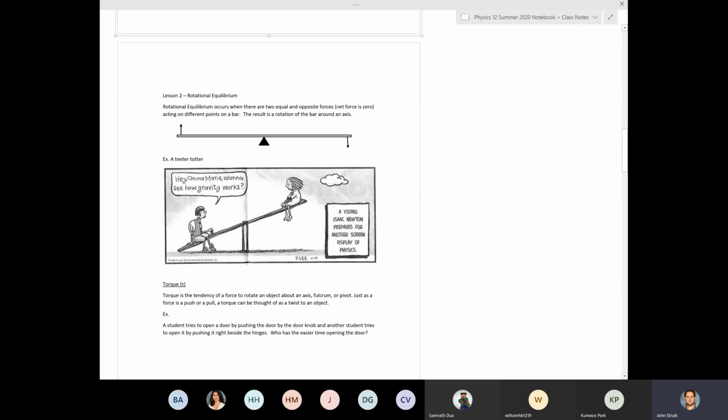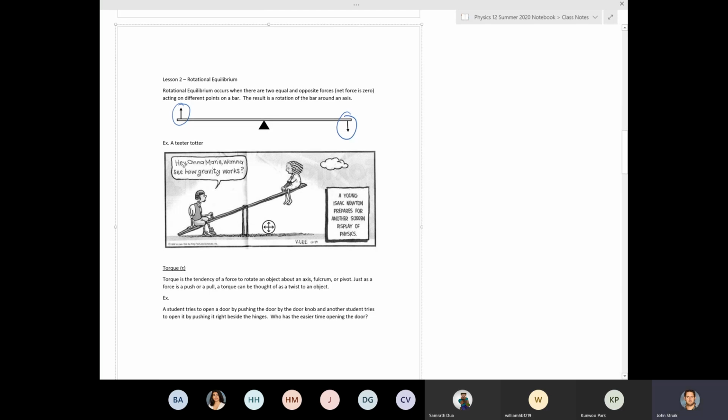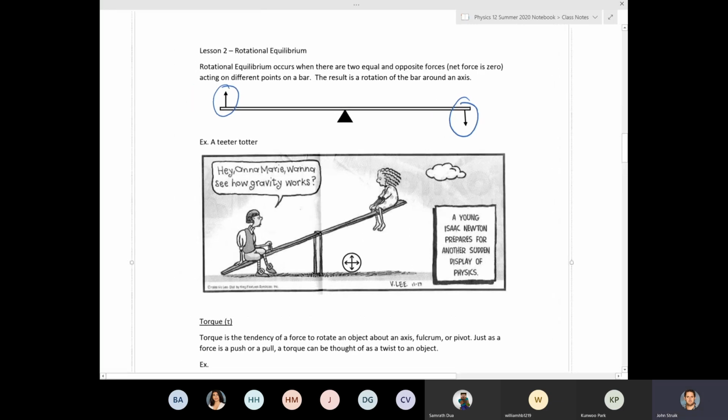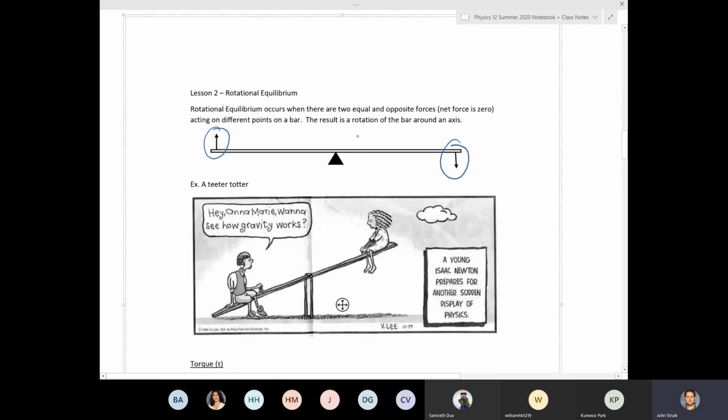A teeter-totter is an example. If you have a force pushing up on one side and down on the other side, it's going to start rotating. In this case, this bar here will rotate this way, and we call that clockwise. The other way would be counterclockwise. This point right here is called the pivot point, or the axis of rotation.